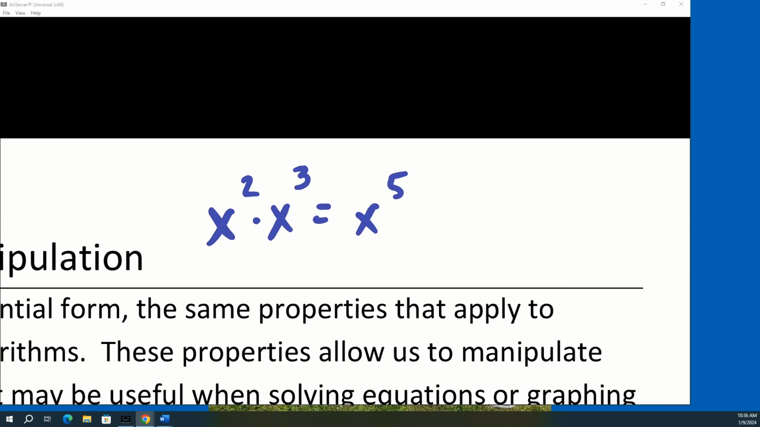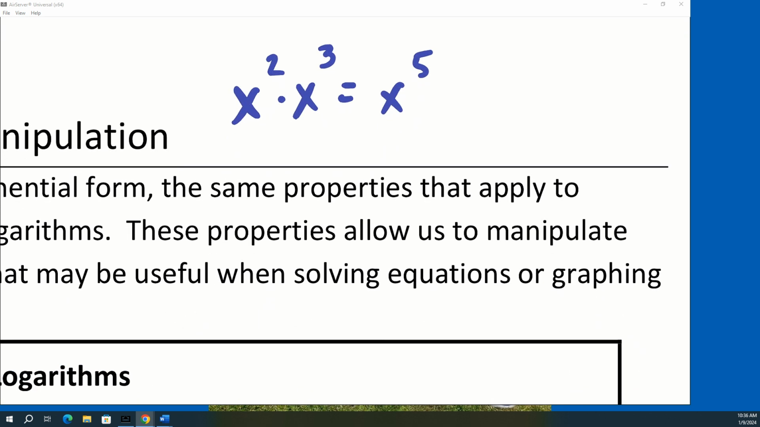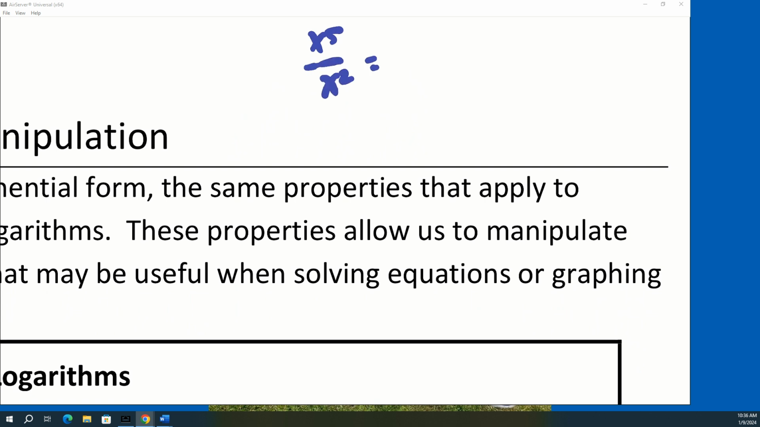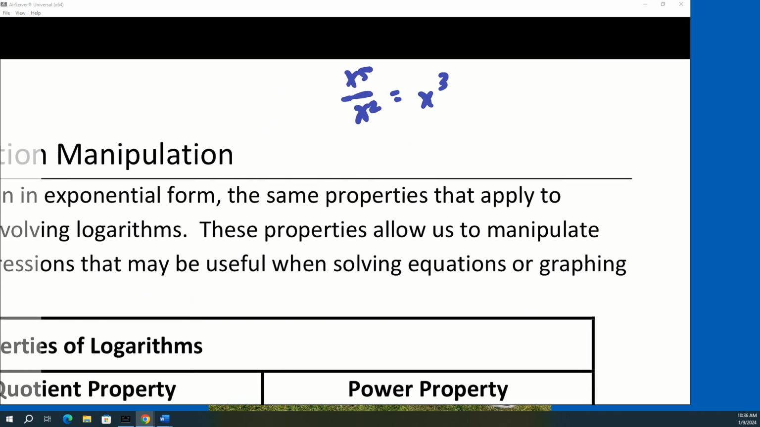All right, what about whenever you're dividing? So let's say you had x to the fifth divided by x to the second. What would you do with those exponents? You would subtract. So with exponents, division and subtraction are correlated to each other.